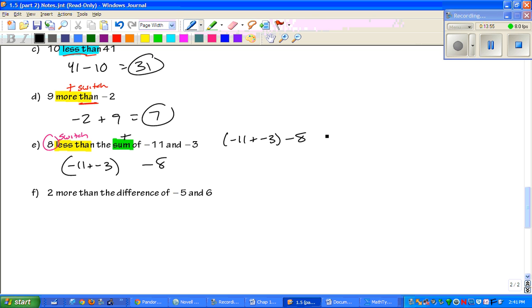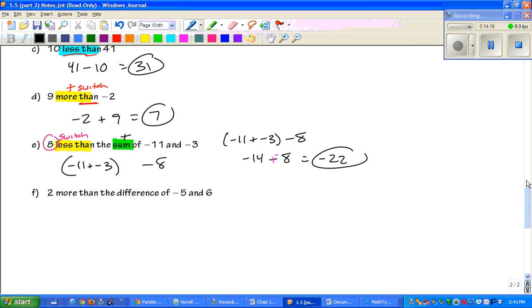I'm just going to rewrite it so we have some room. Negative 11 plus negative 3 gives us negative 14. Right here I see click, click. Same signs. Keep the sign. Add the numbers. Negative 22.